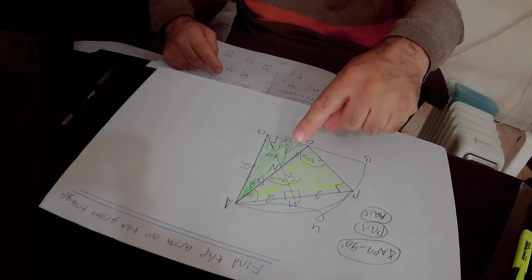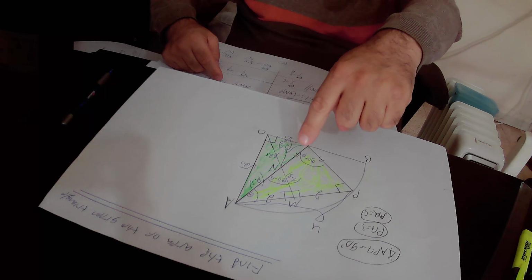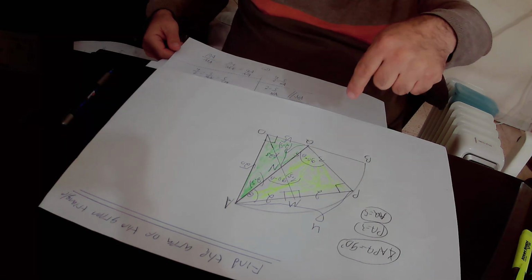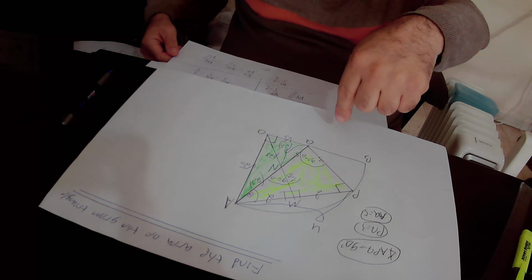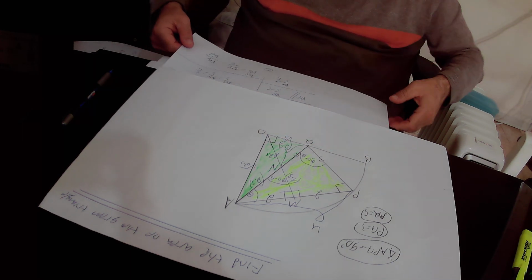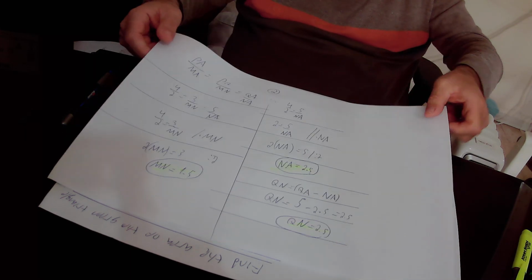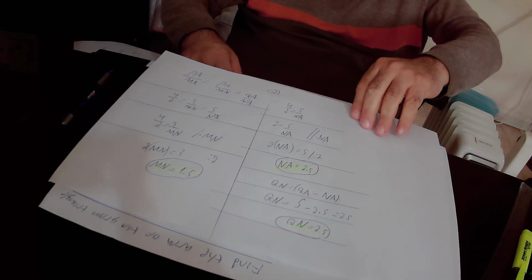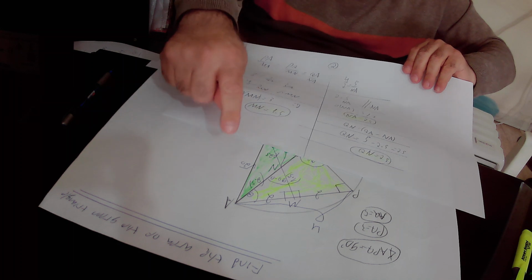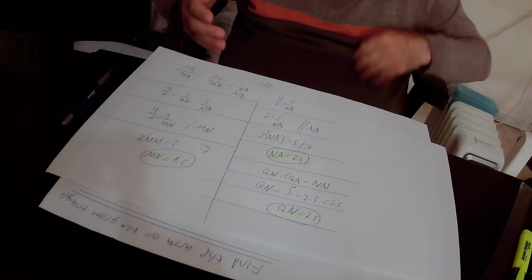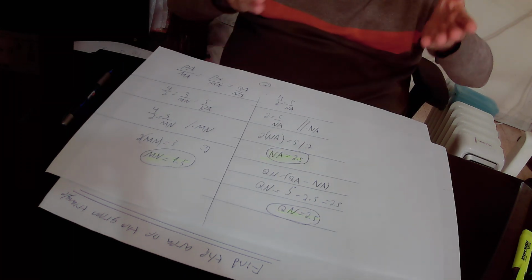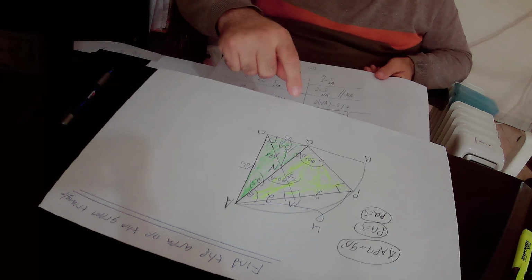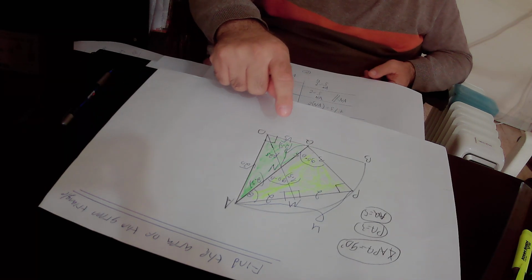What is the length of line segment QN? From the drawing it is very easy to see that the length of QN is QA minus NA. I repeat, QN equals QA minus NA. QA equals 5 units. We just found that NA equals 2.5. Therefore, QN equals 5 minus 2.5, that is 2.5. In conclusion, line segment QN equals 2.5 units in length.